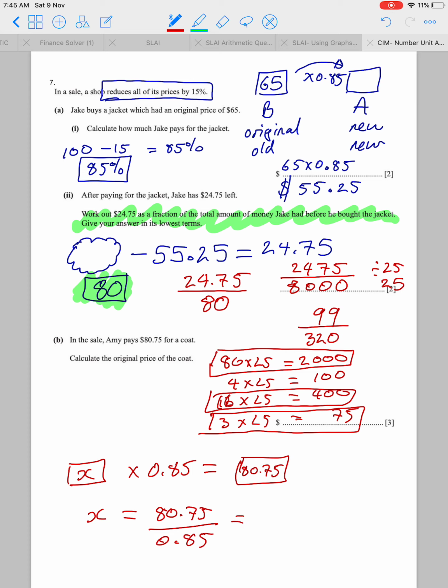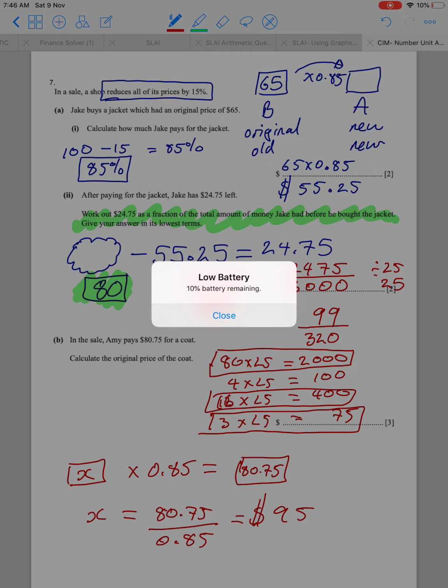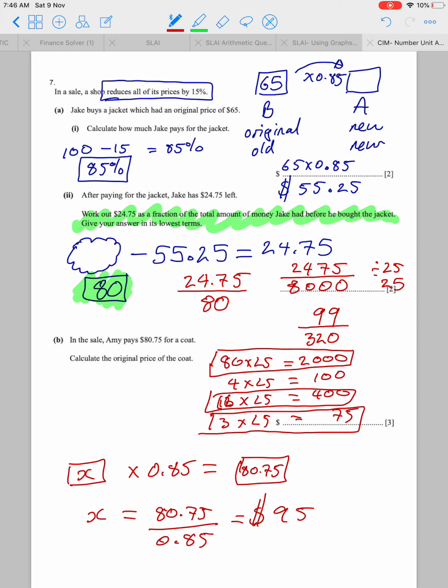And when we do that, I get an answer of $95. So the key through all of this is thinking in terms of the multiplier. If we reduce something by 15%, we'd only have 85% left, 0.85. So that's the first thing. And then that nice little formula: old times multiplier equals new.